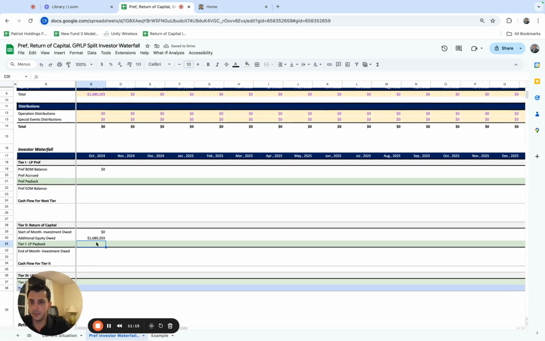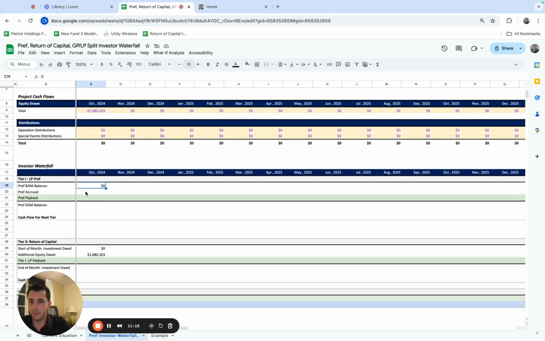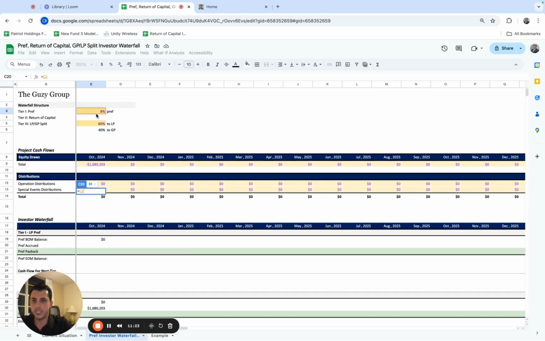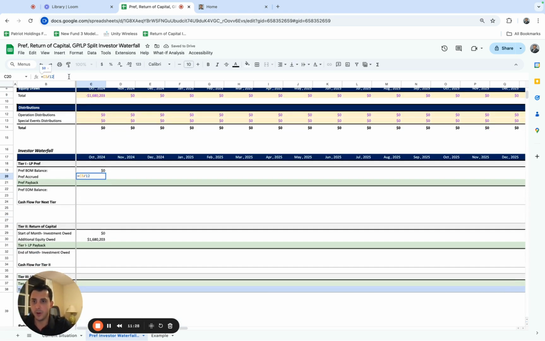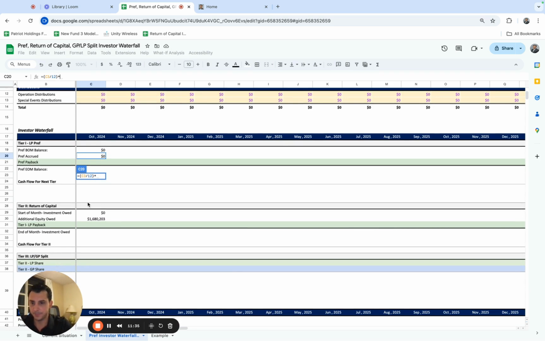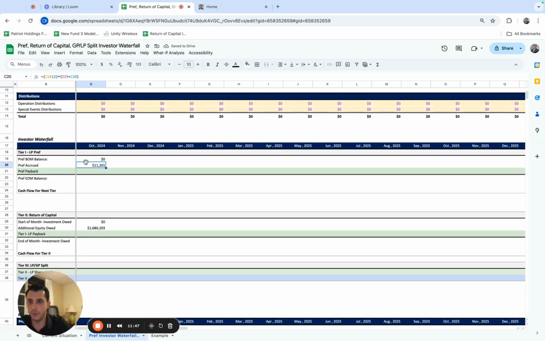And we'll start there. Now we're going to go back up here. We're going to say, what's the pref accrued? Well, we know on a year it's 8%. We want it on a monthly basis, so 8 divided by 12. And then you're going to multiply. I'm going to put brackets just to keep it very neat and organized. We're going to multiply that by the amount of capital we're holding for the investors. So that's going to be the start plus the current that was contributed during that month. So that means in month 1, we're going to accrue $11,000 in pref.